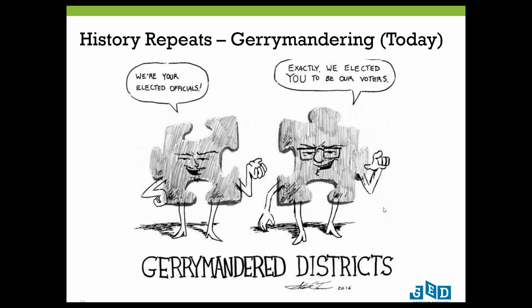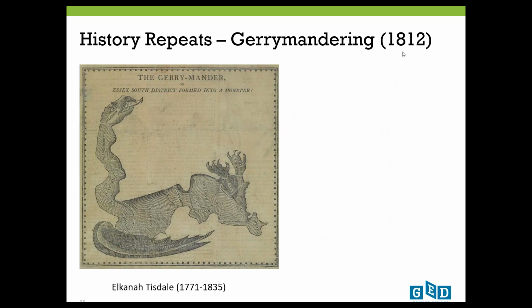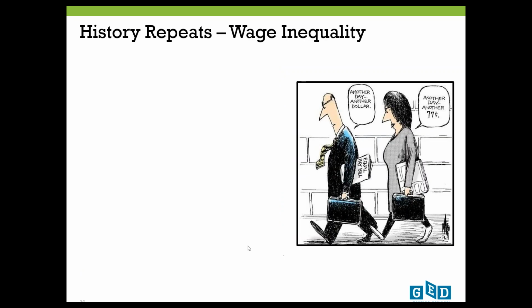History's repeating itself because the same thing happened in 1812. And that's where we first saw the gerrymander. And this was Essex South District formed into a monster. And you can see the claws and the teeth, all of those things where this was gerrymandered in order to ensure that a certain politician was elected. So gerrymandering, not a new thing, one that we keep working with.